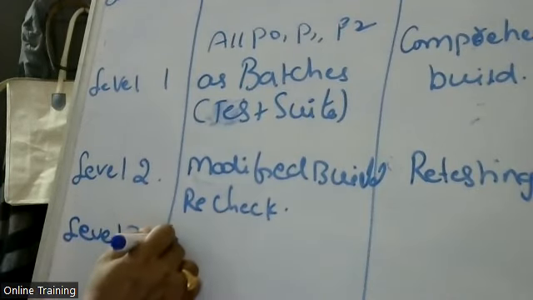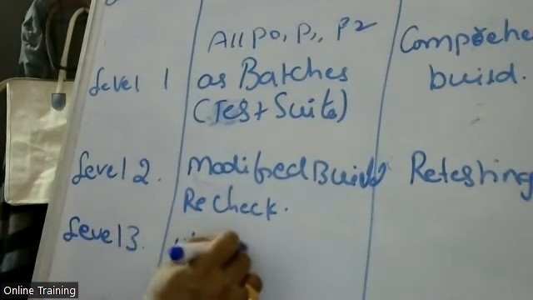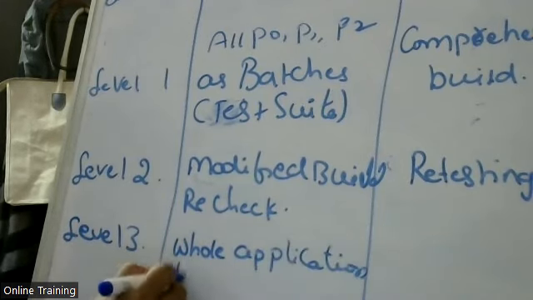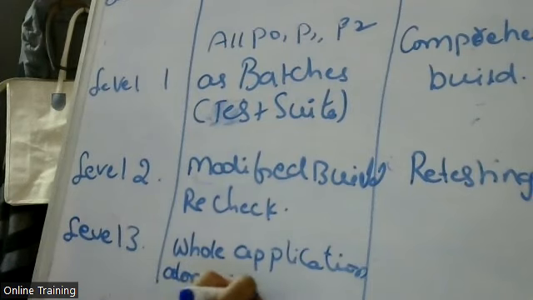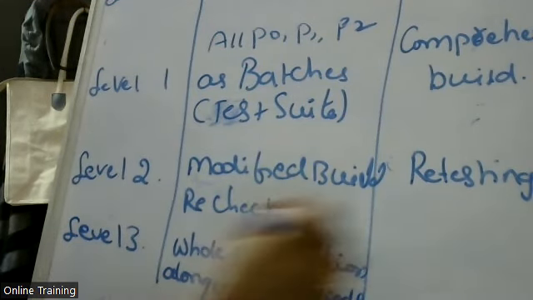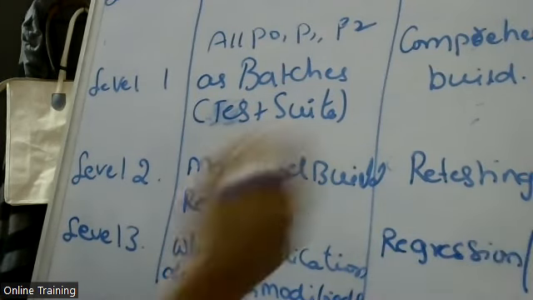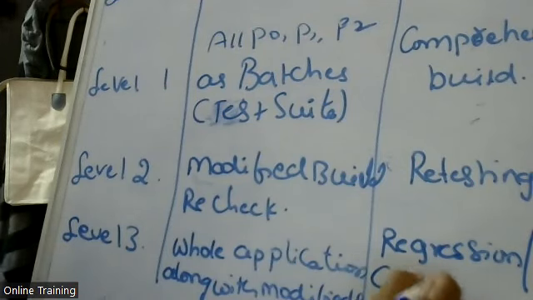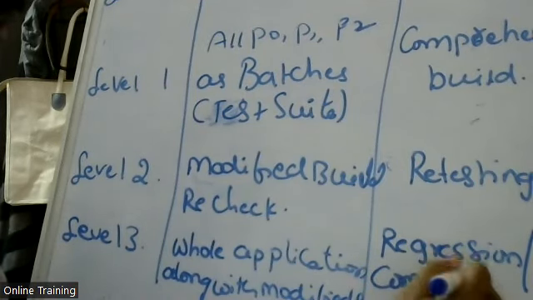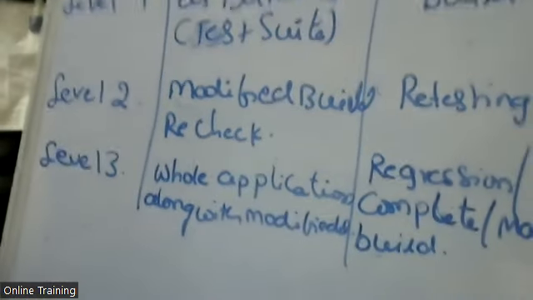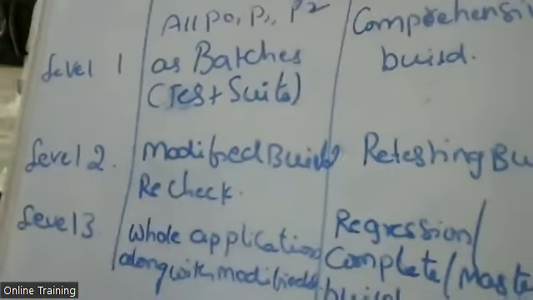The last one is level 3. In level 3, we are going to check the whole application, the entire application, along with modifications. This is known as regression testing, or complete or master build.